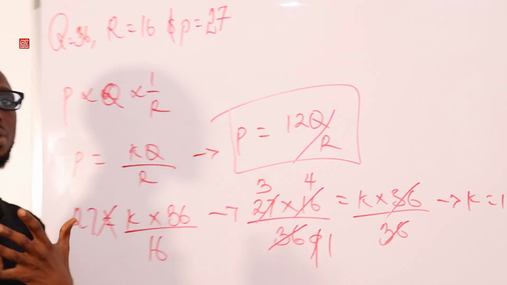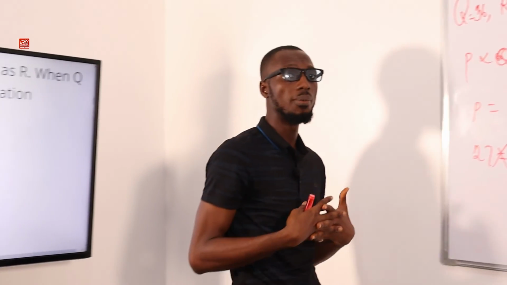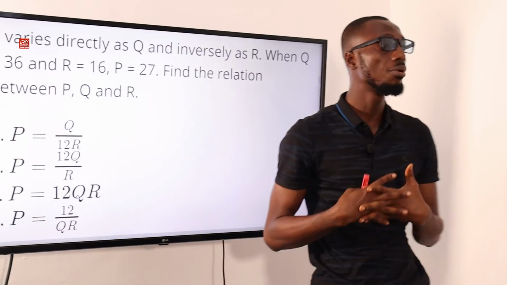So join me as we go back to the screen to pull out the correct option. Remember, P equals 12Q over R.